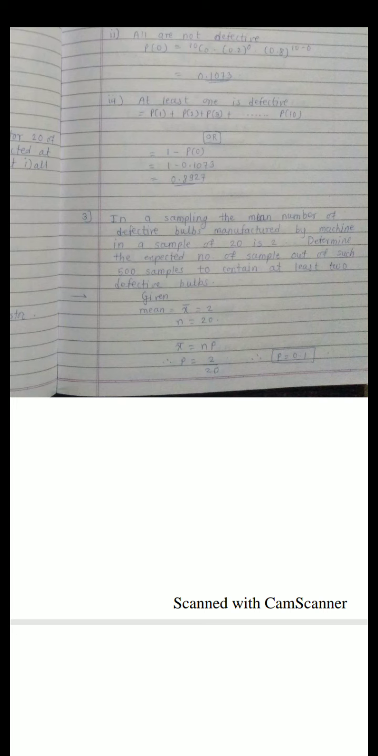From the property p plus q is equal to 1, q is equal to 1 minus p, q is equal to 1 minus 0.1, and after calculating we get q is equal to 0.9. If x denotes the number of defective bulbs, then by the binomial distribution formula, here n is equal to 20. Put n is equal to 20 and the values of p and q in the formula, and probability of x is equal to 0. Okay, what is the target? First, what is the target? Determine the expected number of samples out of such 500 samples to contain at least 2 defective bulbs.